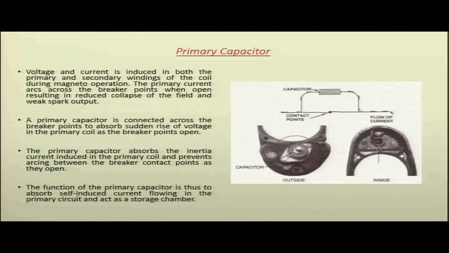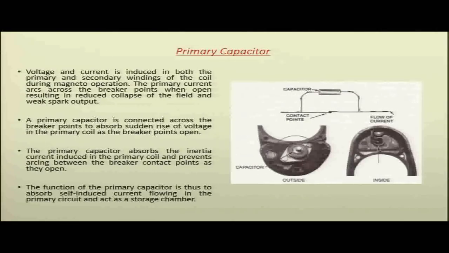Here in the figure you can see these are the contact points. This is your capacitor. This is connected parallel to the contact points to absorb sudden rise of voltage in the primary coil as the breaker points open. So as the breaker points open, in order to absorb that sudden rise of voltage, this capacitor is fitted.